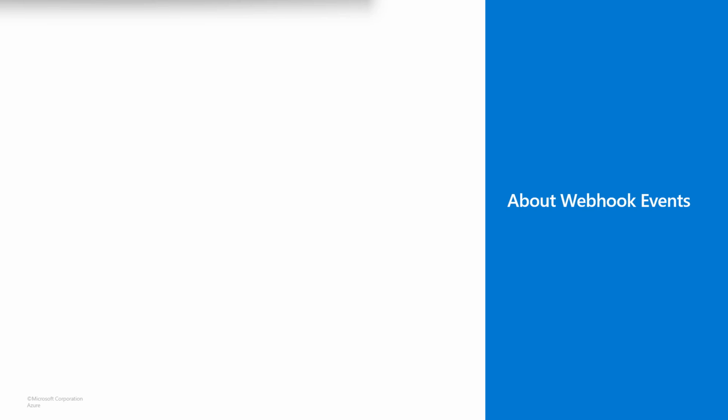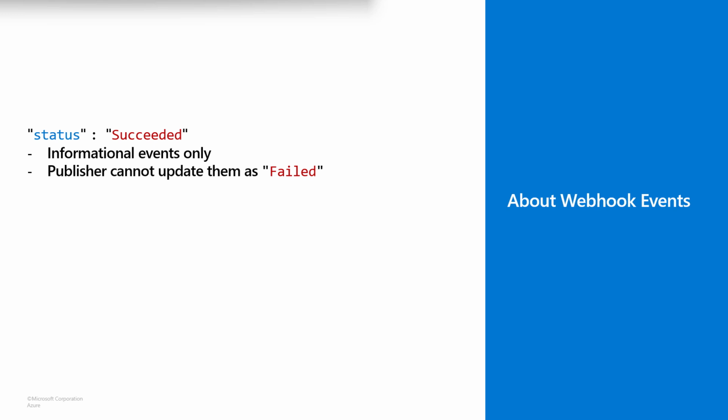Let's take a look at some details about webhook events. Firstly, if you receive a webhook event that has a status of succeeded in its JSON, then we know that this event is for informational purposes only. That is to say that the publisher is not going to be able to update them. So for example, you couldn't say that this operation has failed. The operation has in fact already succeeded, like an unsubscribe event, for example.